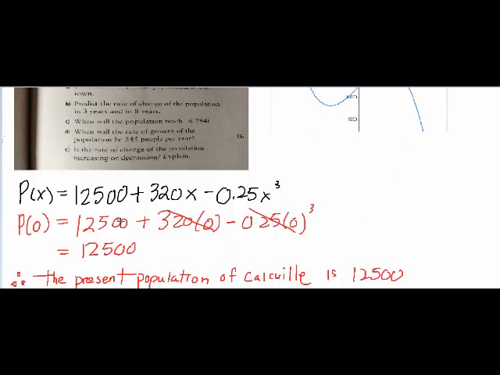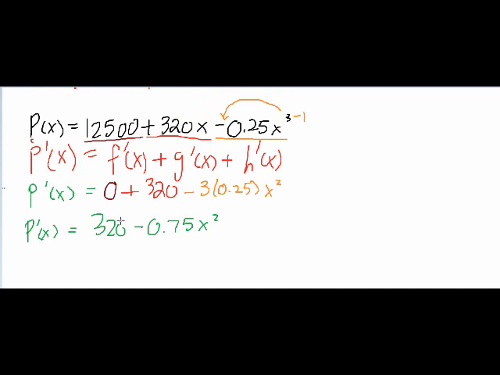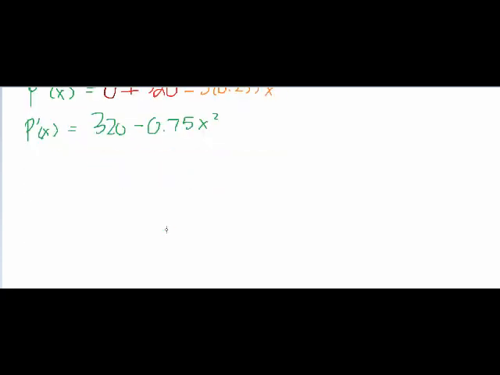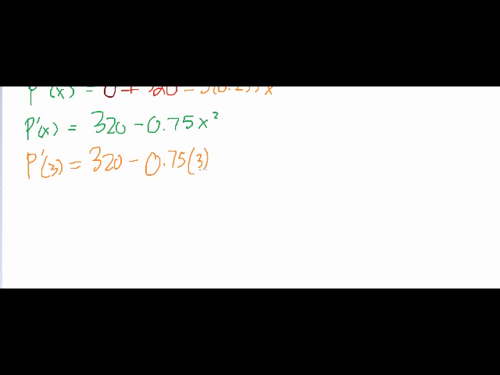Okay, let's look back at the question and see what it is asking. Predict the rate of change of the population in 3 years and in 8 years. To find the rate of change at those years, we can simply plug in the number for x into the derivative. So let's try that out. P'(3) is equal to 320 - 0.75 times 3 squared. If we work that out, we end up with 313.25 as our answer.